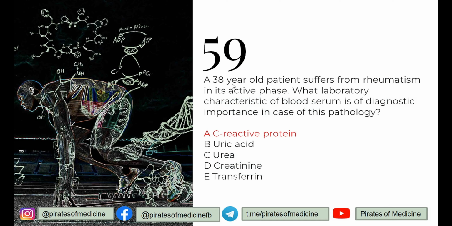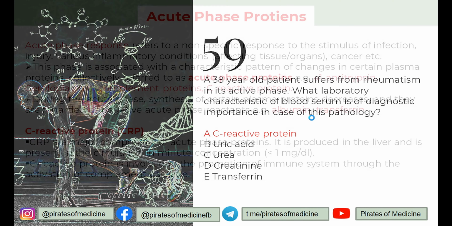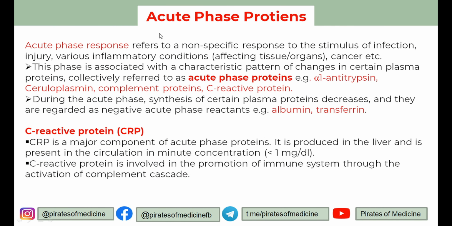A 58-year-old patient suffers from rheumatism in its active phase. What laboratory characteristic of blood serum is of diagnostic importance in case of this pathology? So this is a case of rheumatism. It is an acute disease. It is in active phase. So there are certain plasma proteins which occur in acute phase. These are called acute phase proteins. So these refer to non-specific response to the stimulus, acute phase response. It refers to the non-specific response to the stimulus of infection, injuries, various inflammatory conditions, and even cancer. So what happens in this phase?